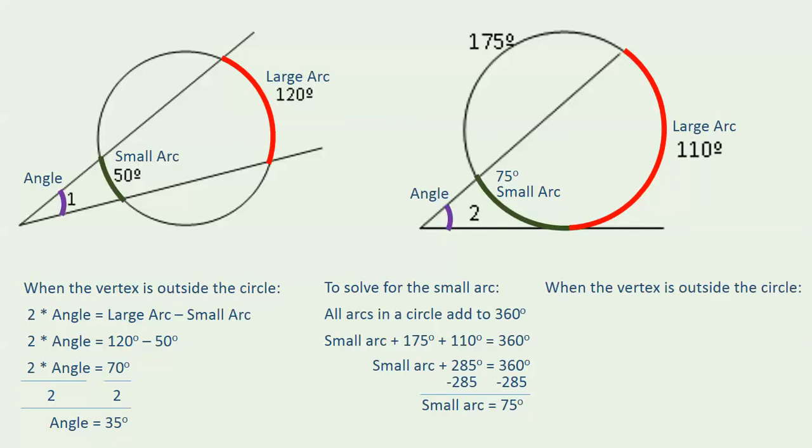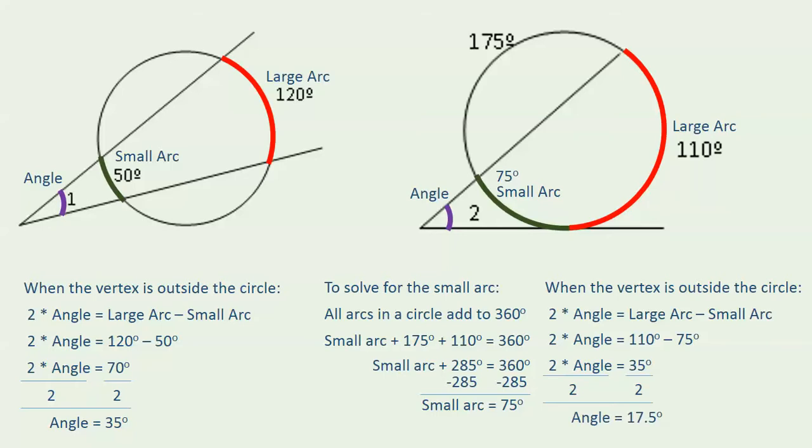So when the vertex is outside the circle, 2 times my angle is going to equal the large arc minus the small arc. So 2 times my angle will be 110 degrees minus 75 degrees. Combining like terms, that means that 2 times the angle will equal 35 degrees. I'll divide both sides by 2, and the angle measure will be 17.5 degrees.